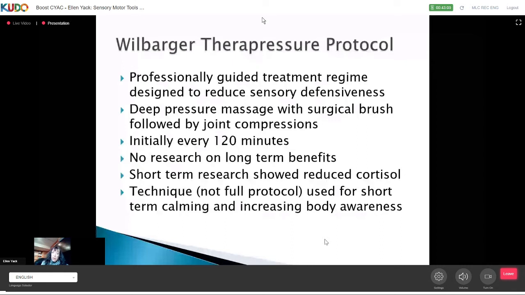So Wilbarger Thayer pressure, where you're using a brush to massage the skin, followed by joint compressions, might be something recommended to mental health clinicians. Though it really is important that you be trained by an OT or anyone who's had training in the Wilbarger, because you really have to use significant heavy pressure on the brush, and a lot of individuals use too light pressure, and light pressure can be alerting to the nervous system.